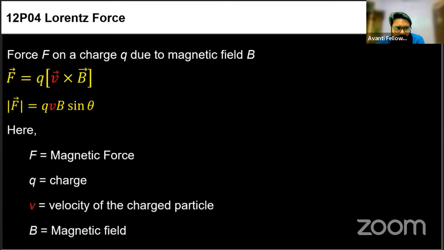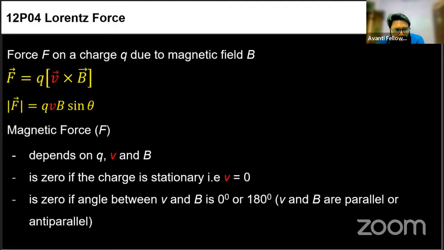Clear? Now ये सब चीजें आपको पता ही है. Now some properties के बारे में we will talk about. This magnetic force depends on the magnitude of the charge, the velocity of the charge particle, and the magnetic field. This magnetic field is not generated by the charge. This magnetic field is external. ठीक है, तो ये याद रखना है. The force will become zero if the charge is stationary. अगर चार्ज स्टेशनरी है तो वेलोसिटी विल बिकम जीरो.